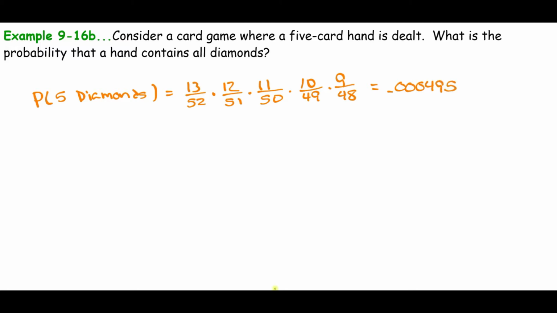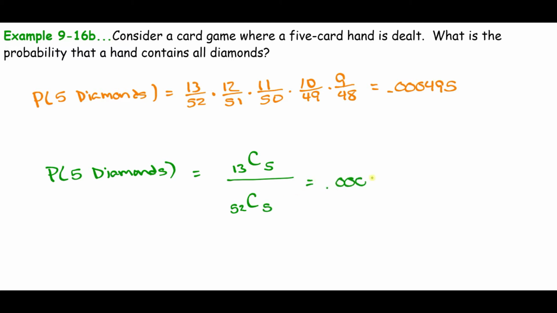Or we could use the combination method that we just did, so probability of 5 diamonds. We could say there are 13 diamonds in the deck. From those 13 diamonds, we're going to choose 5, and my sample space would be choosing 5 cards from the whole deck, so 52 choose 5, and again, we're going to get 0.000495.